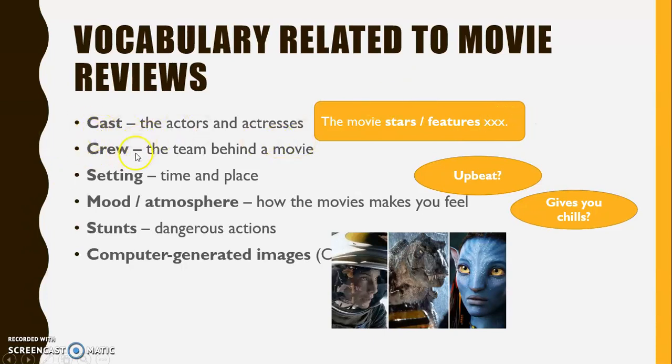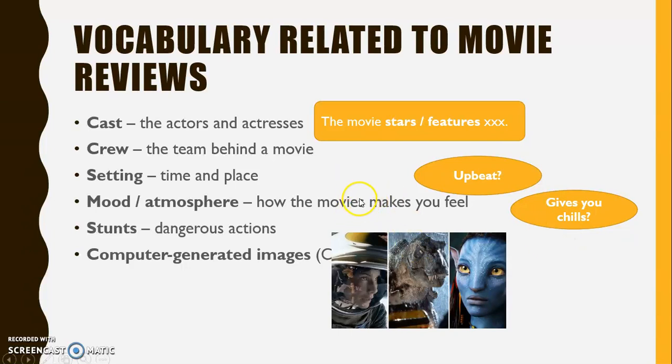The crew is the team behind a movie. For example, including the scriptwriter, the director, the sound and effects, the light, costumes, etc. The setting is the time and place of the plot. The mood and atmosphere is how the movie makes you feel. It's important. For example, a musical may make you feel upbeat, whereas a thriller may give you chills. So you may want to mention that in your movie review as well.